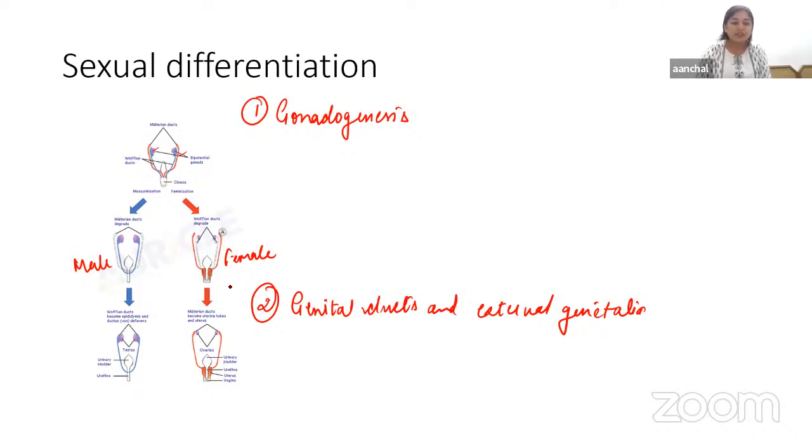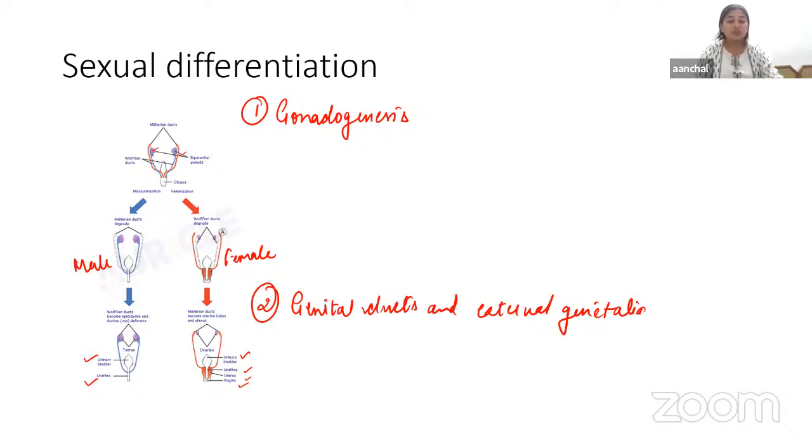So finally, in the male we get urinary bladder, urethra, and other structures like vas deferens, seminal vesicles, prostate gland, then testes, and many other structures. Whereas in female, we get urinary bladder, urethra, uterus, vagina, ovary, fallopian tube. These are the structures we get in the female reproductive system. Now we're going to learn how this sex differentiation takes place, under the heading of gonadogenesis, genital ducts and external genitalia.